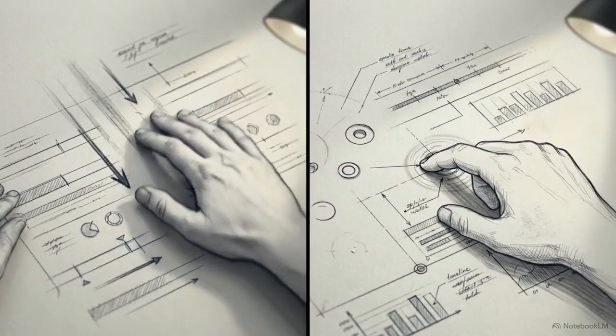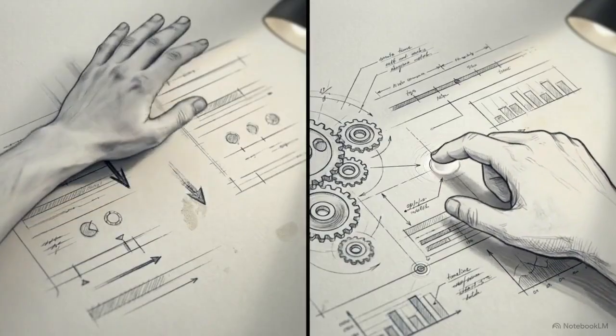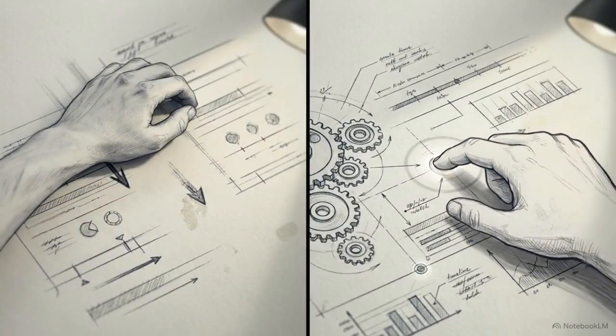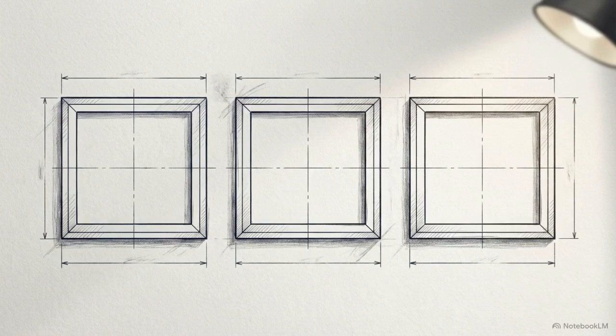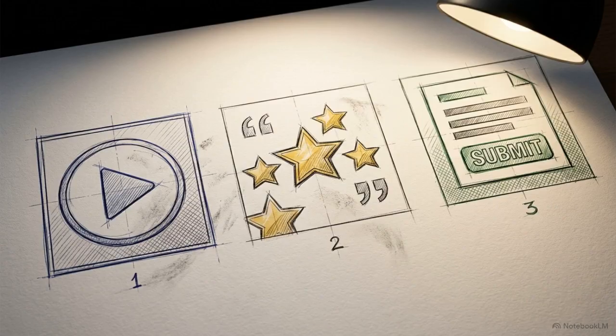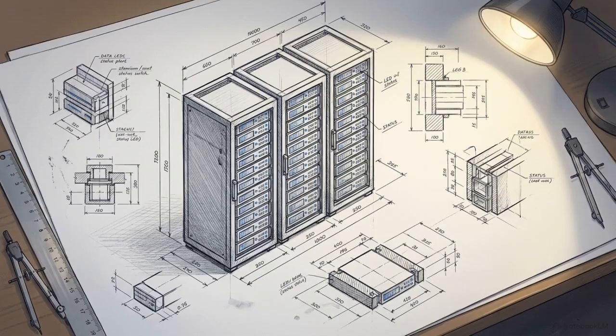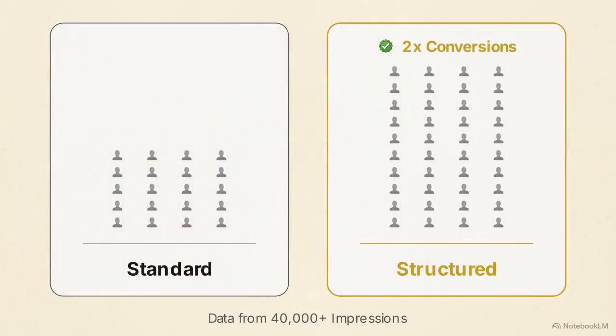Finally, creative production. Because audiences are now broad, your visual asset must do the work of attracting the target buyer while repelling the unqualified. For cold traffic, use a 3-touch narrative sequence: a hook video, followed by a testimonial, and then a friction-light lead form. Data from over 40,000 impressions shows that this structured narrative, hook, social proof, and then the form, almost doubles the odds of conversion compared to standard campaigns.